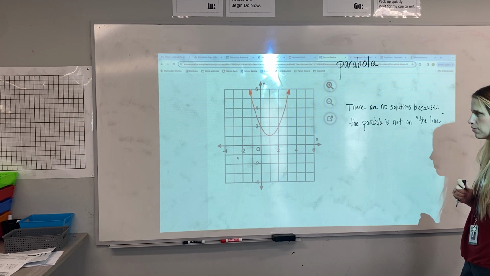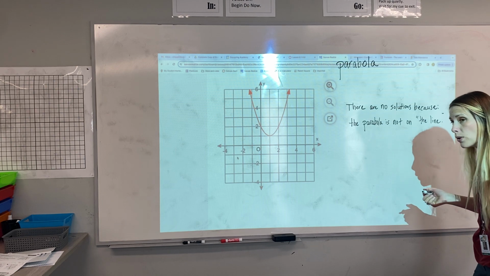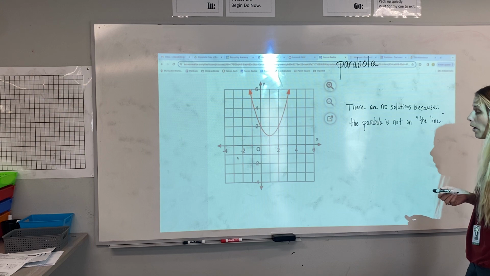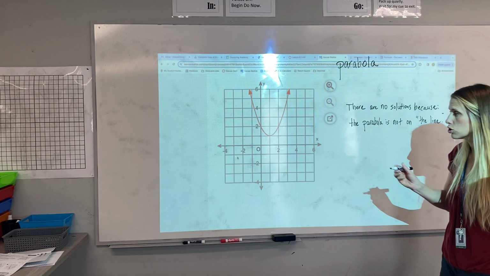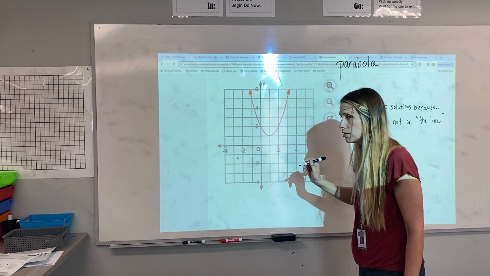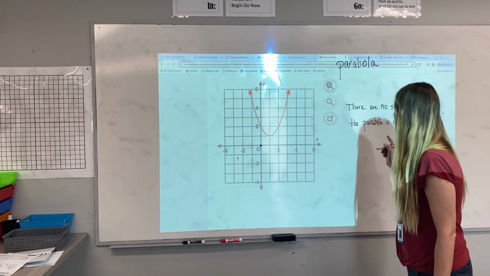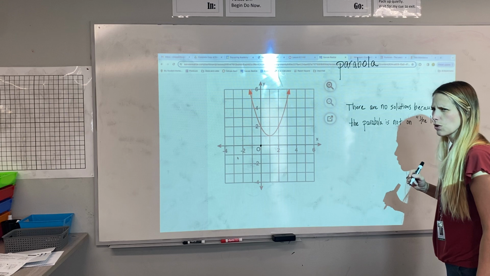The 0 point. So you're talking about a point now? No, the thing with 0. You see where the 0 is? Oh, I see where the 0 is. Yeah, that thing. You're talking about the origin now? Yeah, the origin. So you're saying that there are no solutions because the parabola is not on the origin?